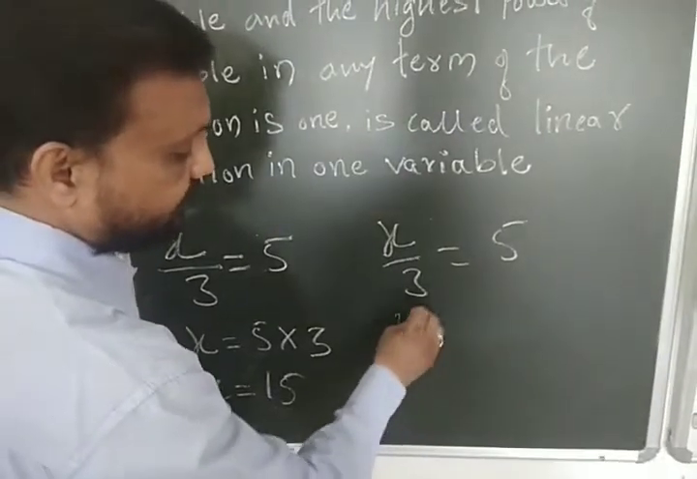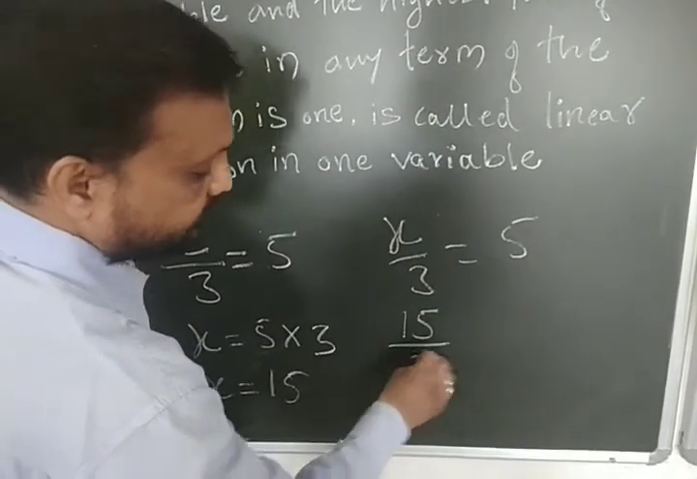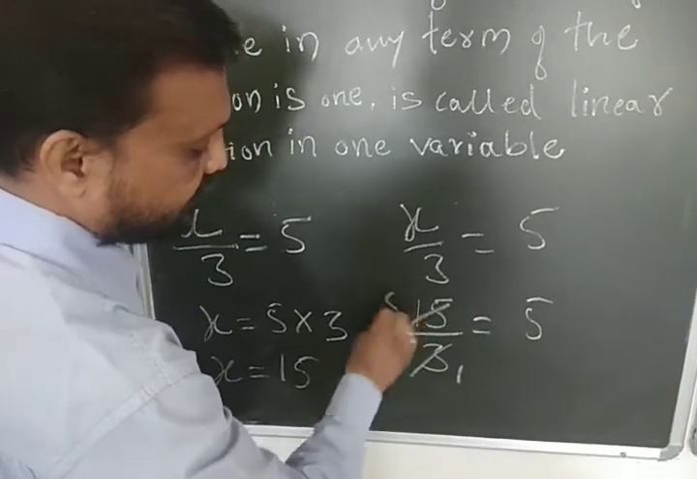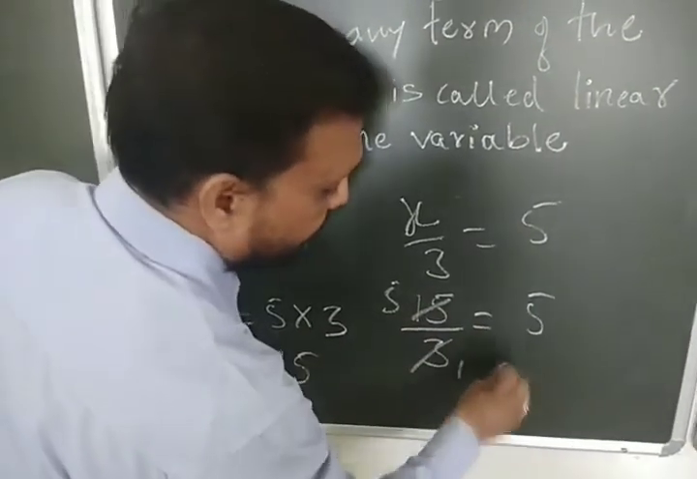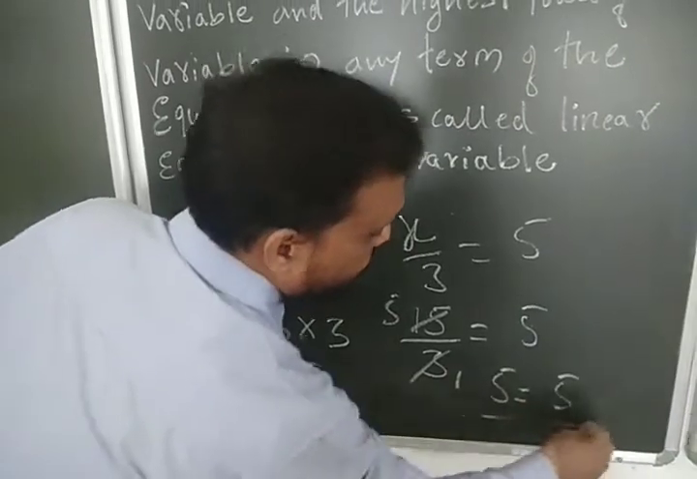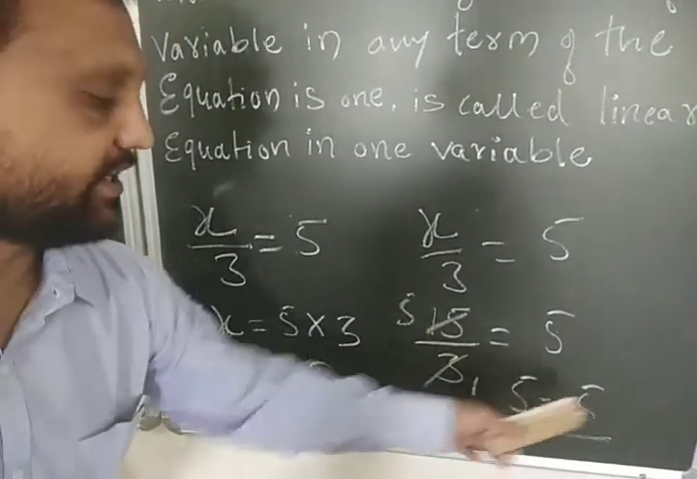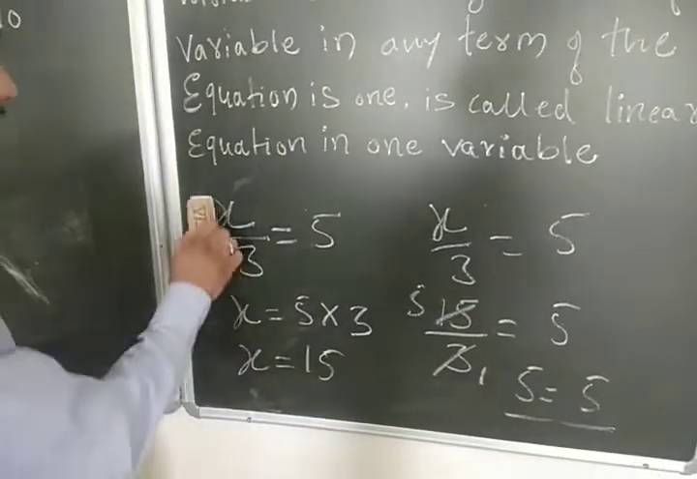As we find the answer, 15 divided by 3 is equal to 5. 3 fives are 15. So 5 is equal to 5. Again, this equation also is solved. 5 is equal to 5. Right hand side is equal to left hand side. We will go for the next example.